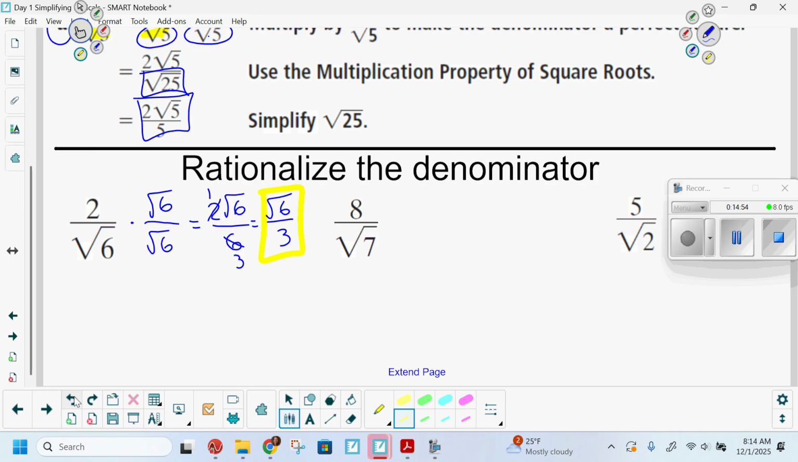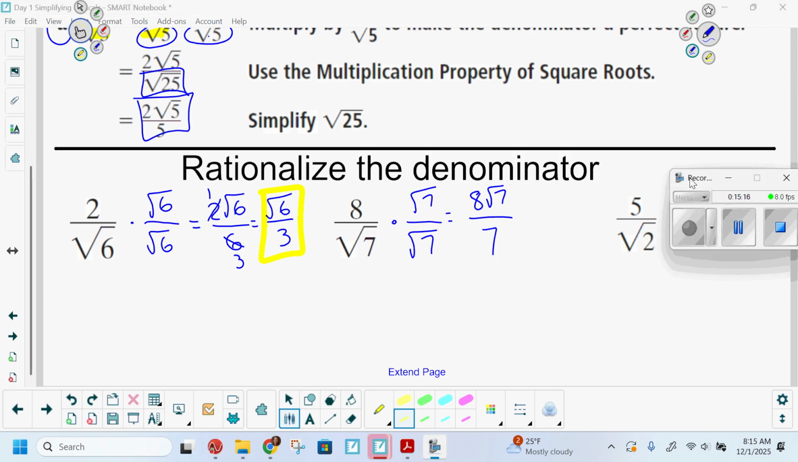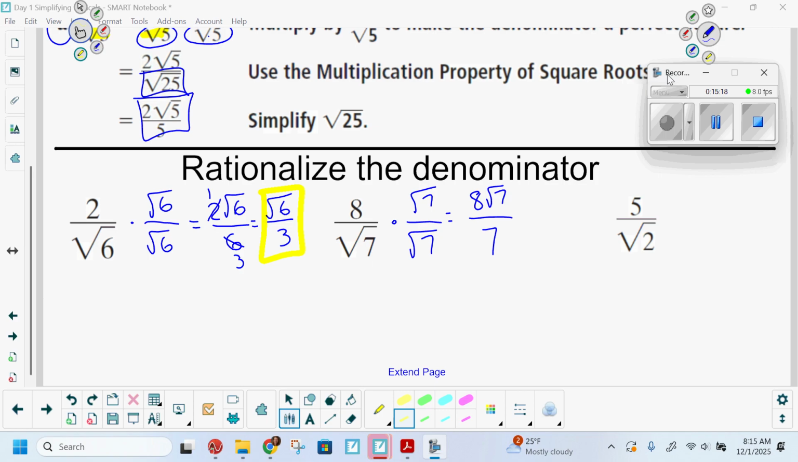All right, the next one. Think about why this is a problem. I can't have radical 7 in the denominator. So I'm going to multiply by 1. My 1 is going to be radical 7 over radical 7. So that's 8 radical 7. And then what's radical 7 times radical 7? Hopefully you're thinking 7. Is there anything else I can simplify? Hopefully you said no, so we're done.